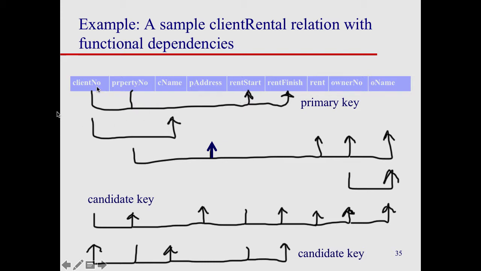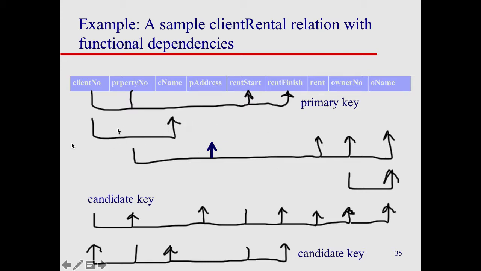So if we're going to take this relation that is in first normal form and convert it to second normal form, there are two partial dependencies. There's one from the client number to the client name, and there's a second, the property number determining the property address, the rent, the owner number, and transitively through the owner number determining the owner name.